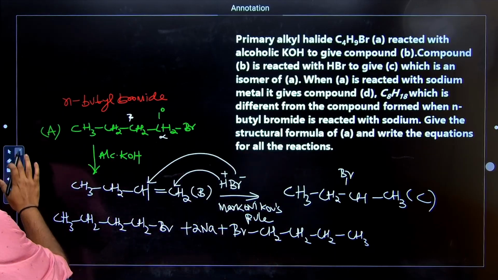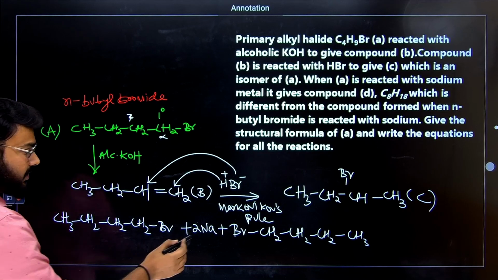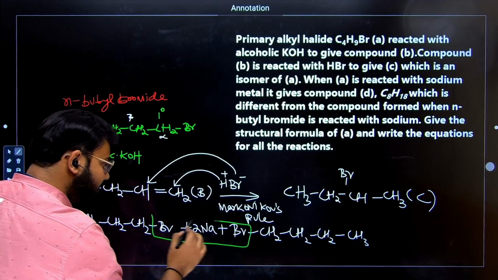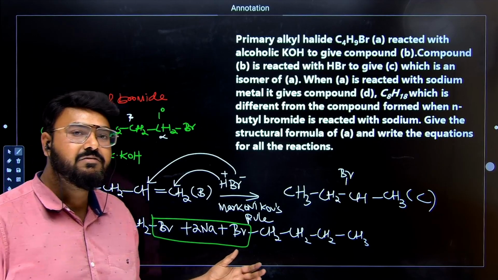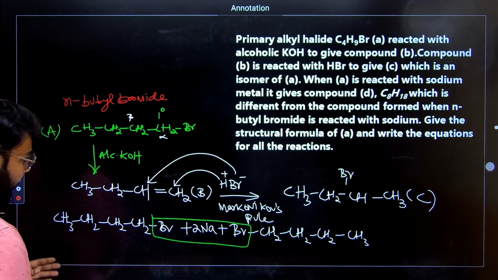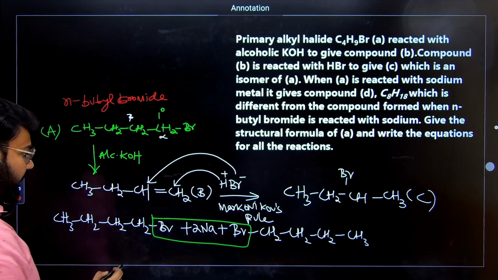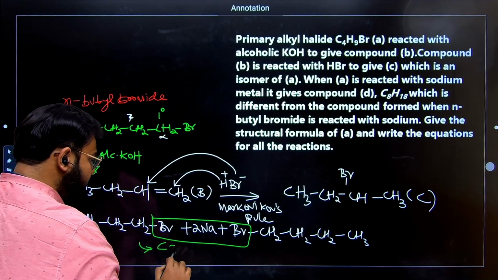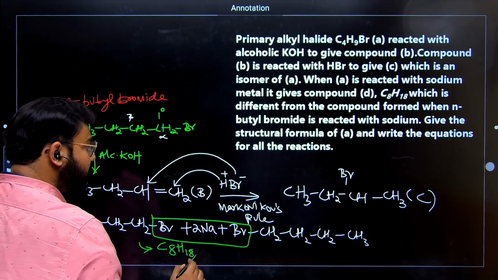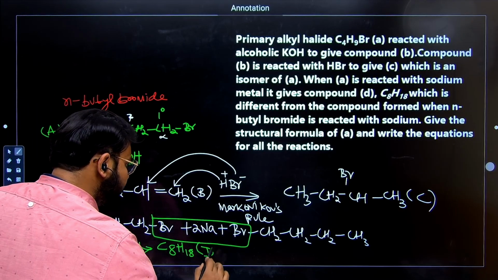So what is going to happen, guys? This Na will take out the Br. Remember, don't forget to write the ether, which will be a solvent. Okay, and finally, this 4 carbon and this 4 carbon will join to form octane. So we know what is the formula of octane? C8H18. So this is our compound D.